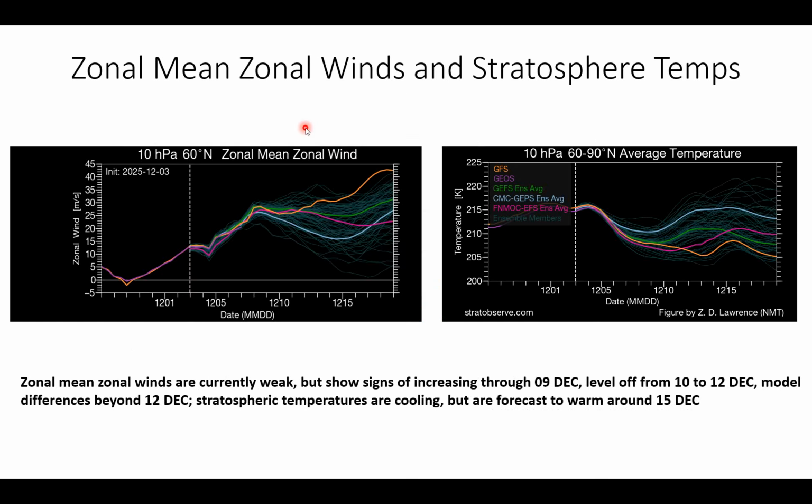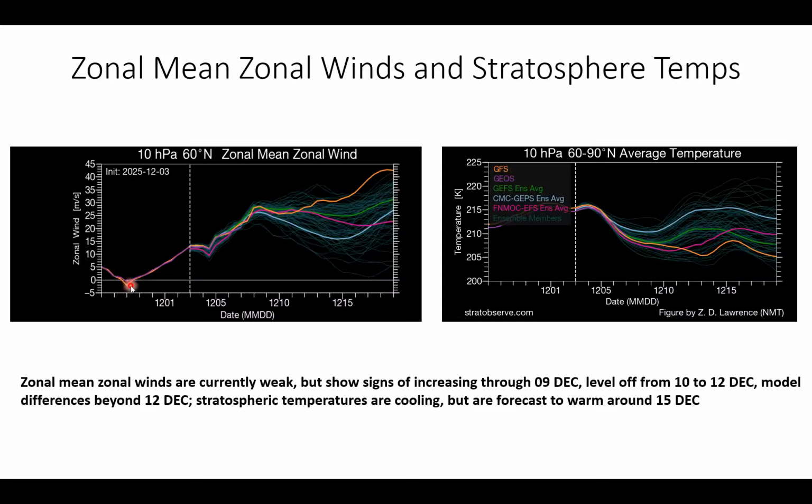Here is the latest look at the polar vortex, the zonal mean zonal winds, and the stratospheric temperatures from Strata, observed by Zach D. Lawrence. These colored lines represent various models, and you see what these models are here. Generally, we see a dip in this line, indicating decreasing zonal mean zonal winds in the stratosphere above 60 degrees north latitude.